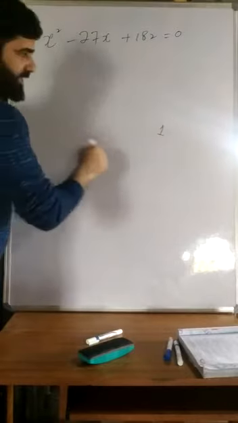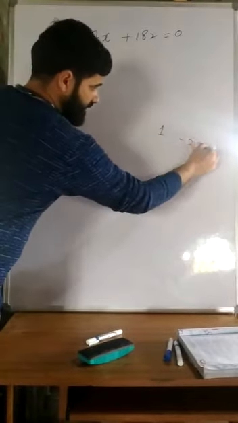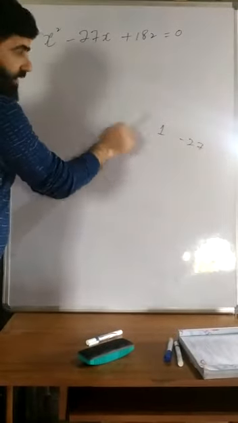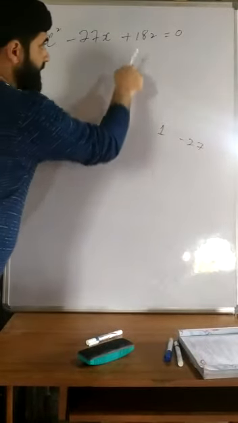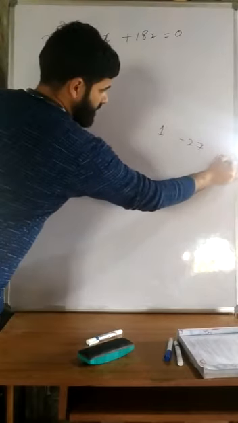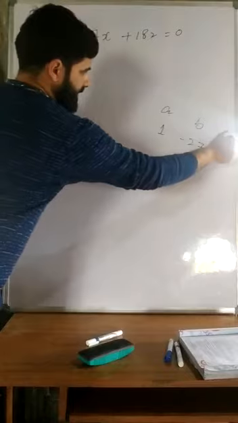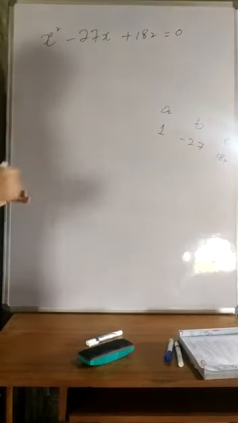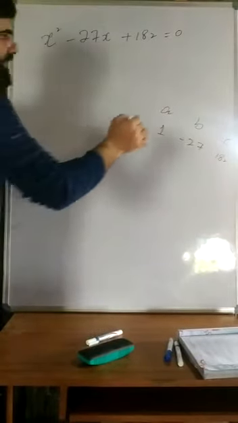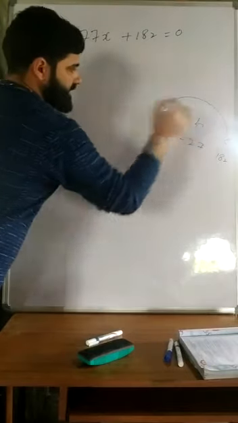Coefficient of x, what is it? It is minus 27. Coefficient of x square is what? 1. Coefficient of x is minus 27 and the constant term is what? 182. That's how you might have read in chapter 3. These are denoted by A, B, C. Now the way is that you have to multiply this A with this C.